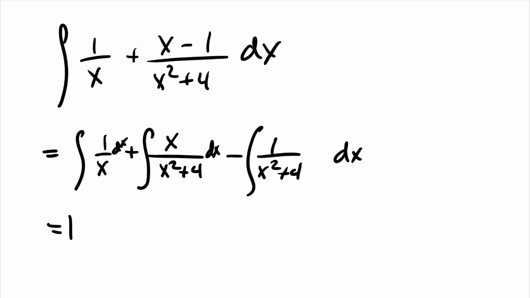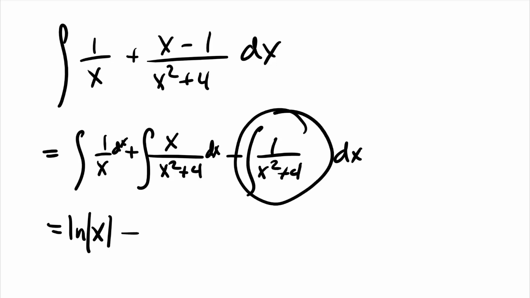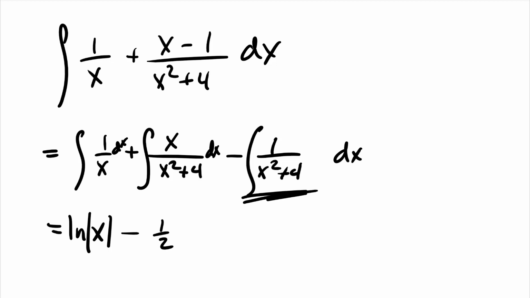So our first one, natural log of the absolute value of x. No problem. Minus, well, we're going to use that rule that we learned from before, that our a is equal to 2. Sorry, I'm putting the last term. This is 1/2 inverse tangent of x over 2.